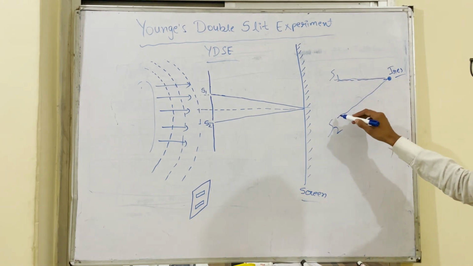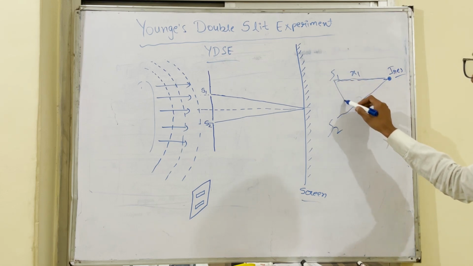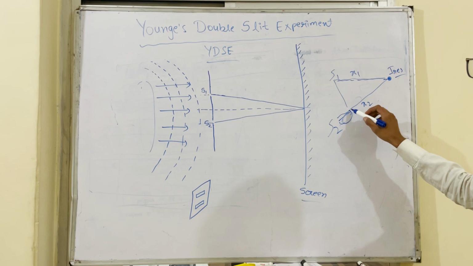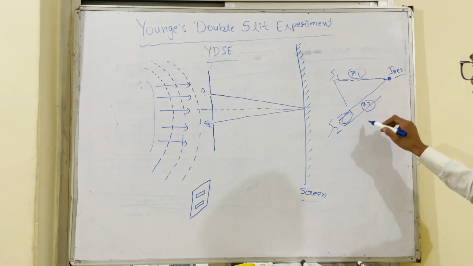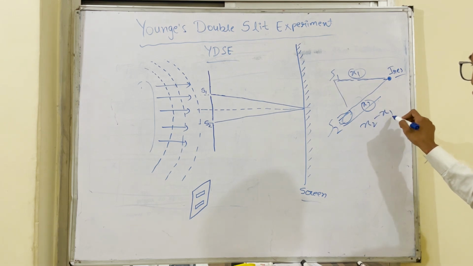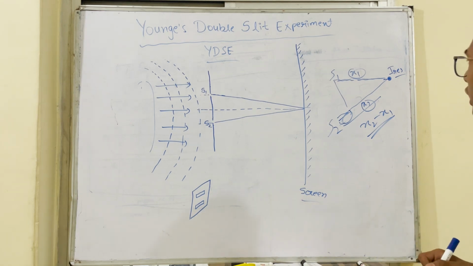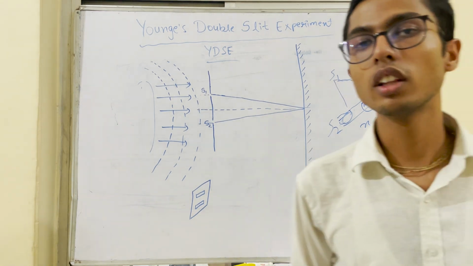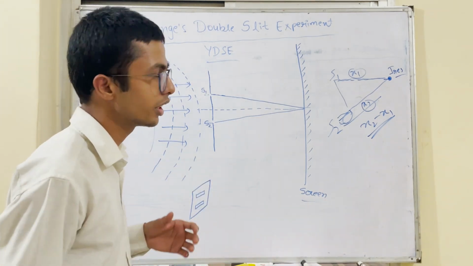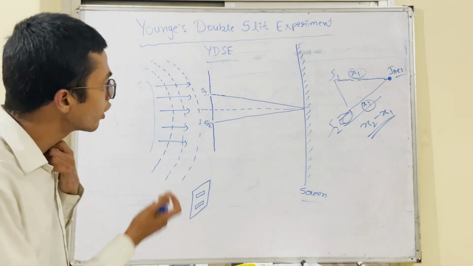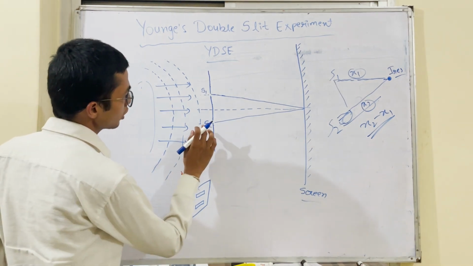This resultant intensity differs because this is traveling some x1 path, and this is traveling some x2 path. So some path difference is coming up. The difference of path is called path difference, and because of this path difference, this phase difference, these different resultant intensities come. That is what we are going to see here, and this is very important in this experiment.